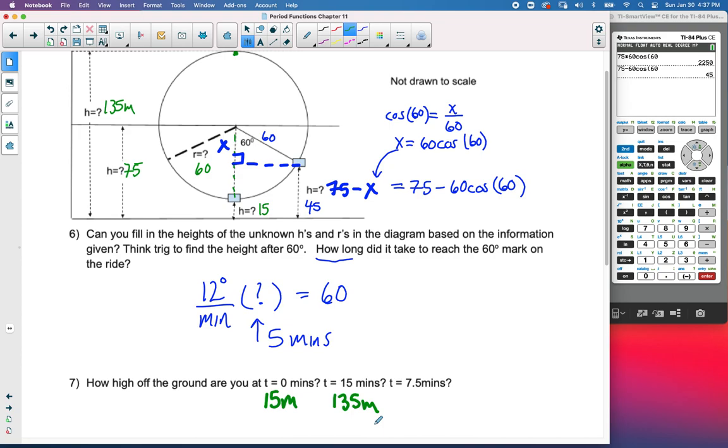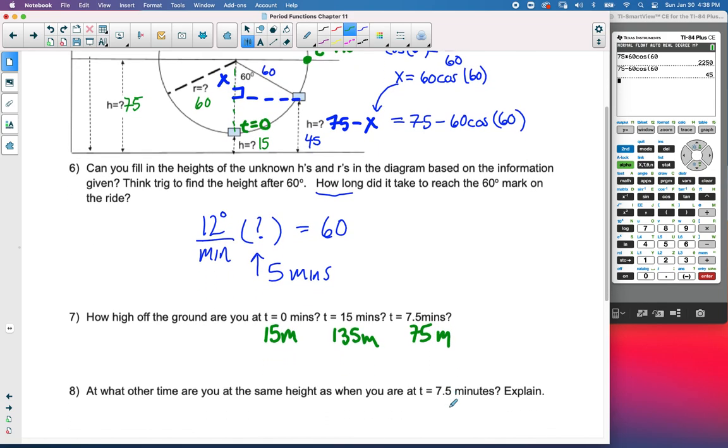Again, because it took 30 minutes to go all the way around, at 15 minutes I must be halfway all the way around, which gets me to the top. And lastly, at 7.5 minutes, well, 7.5 splits 0 and 15, so that's halfway between the bottom and the top, which must be here. And so I must be at 75 meters. Okay, and so we're going to use that information moving forward.